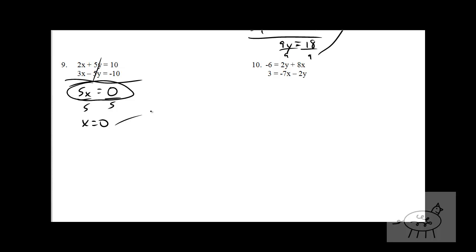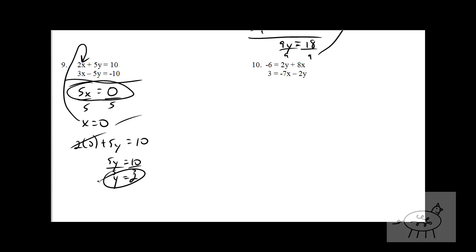Okay? And then we're going to plug that 0 for x into one of the equations. And so which one do I want to plug it into? I would probably go with the top one. Less negatives. Okay, so 2 times 0 plus 5y equals 10. So that cancels out and we get 5y equals 10. So y equals 10 divided by 5. Okay, so y is 2, and then we're done. So x is 0, y is 2.